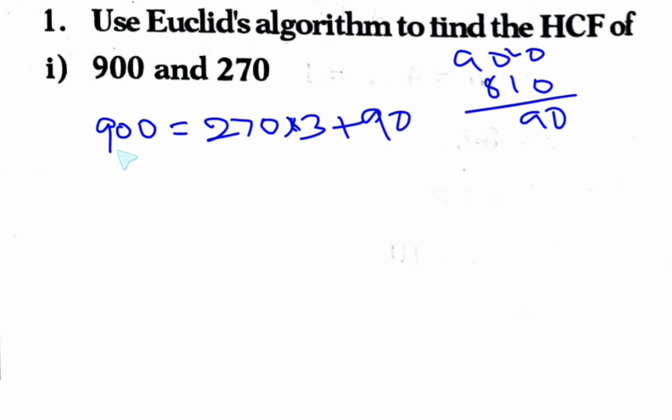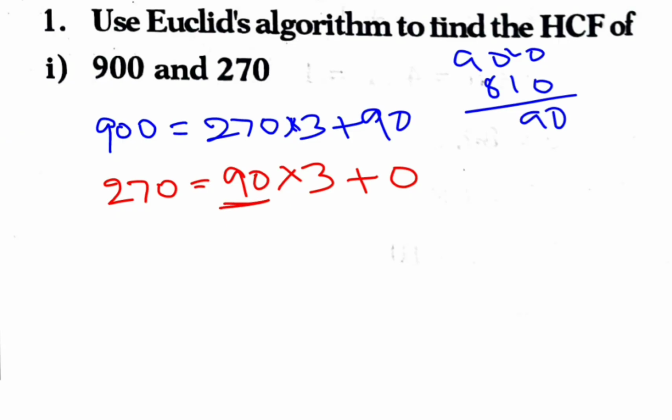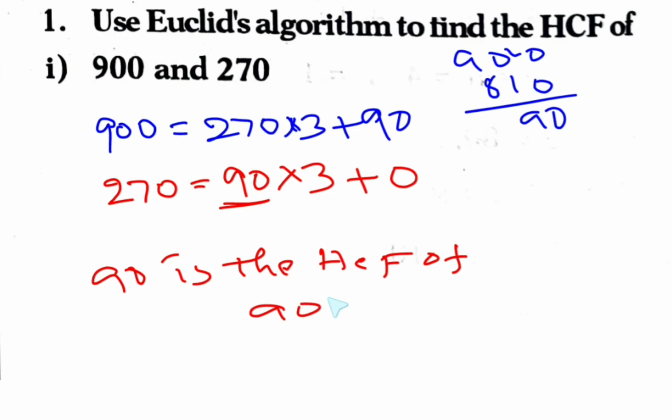Again take the next step, continue the same. 270 is equal to 90 into 3 times plus 0. The remainder is 0. Now this B becomes the HCF. The HCF of 900 and 270 is 90.